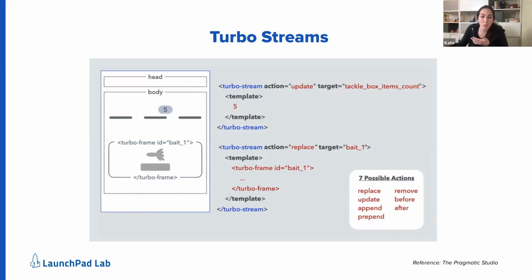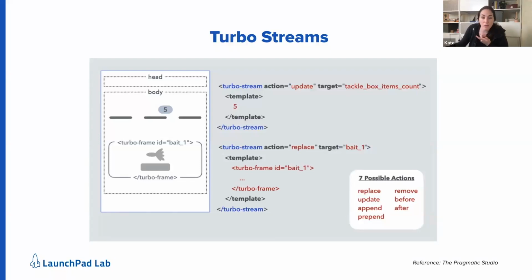So in this, we want to update the tackle box item count. So the action is update. The target is the ID of the enclosing element, so you've got tackle box items count. The template wraps the content that will update the target. So for this count, it's just a number.